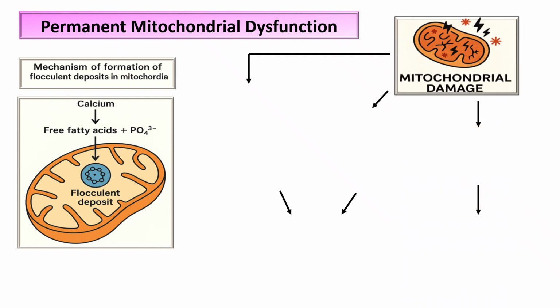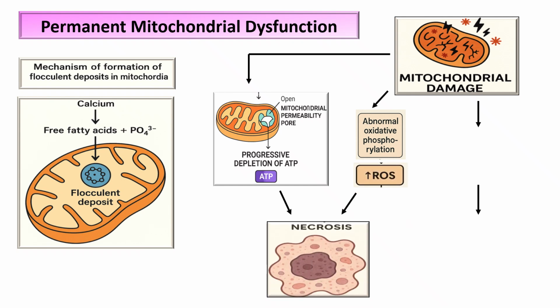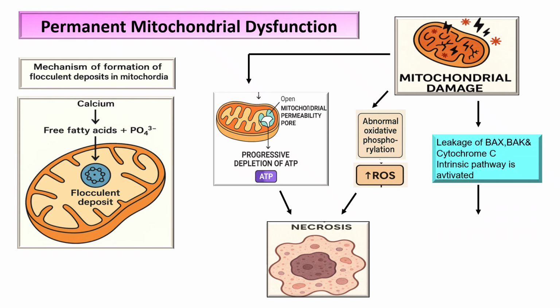The second thing that happens in the mitochondria because of irreversible cell injury is mitochondrial damage. There is opening of mitochondrial permeability transition pores, which progressively depletes ATP, and there is also abnormal oxidative phosphorylation, which leads to increased reactive oxygen species. All these lead to necrosis, and because of the membrane damage, there is leakage of BAX and cytochrome C, which are pro-apoptotic proteins, and hence the intrinsic pathway of apoptosis is activated, leading to apoptosis.